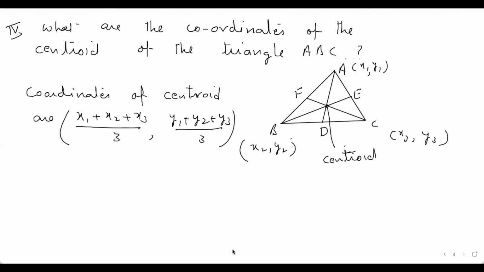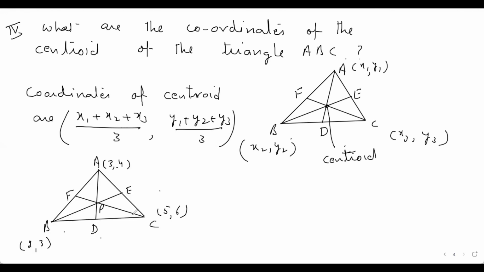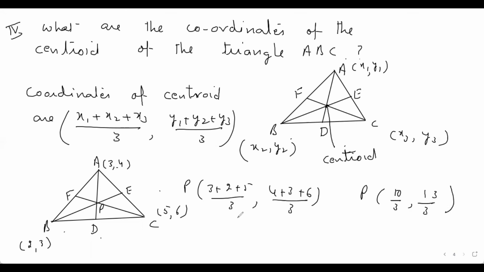I want to give one example here. Now, suppose this is a question in which AD, BE, and CF are the medians, and coordinates of A, B, C are given. How will you find the coordinates of P? P is a centroid of this triangle. Coordinates of P are (3 plus 2 plus 5) upon 3 and (4 plus 3 plus 6) upon 3. That is, coordinates of P are 10 upon 3 and 13 upon 3. So directly you will find the coordinates of P. That will be the answer.